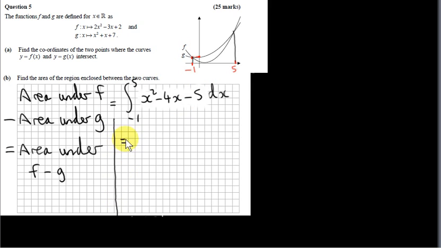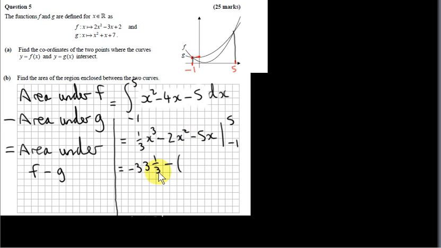Let's see now. What do we get here? Integrating x squared gives a third x cubed. Integrating minus 4x gives minus 4 over 2, which is 2x squared. Integrating minus 5 gives minus 5x. If you differentiate this, you can check it. This is from minus 1 to 5. So we plug 5 into all of this.